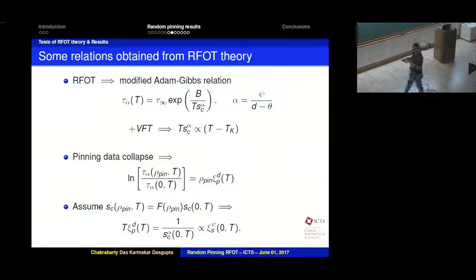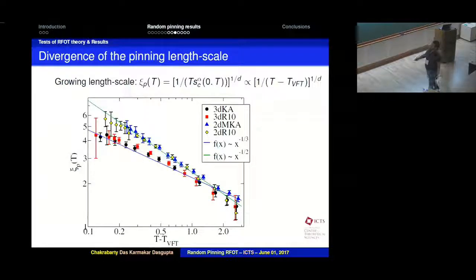If you assume that, then what you get is that T times the pinning length scale to the power d is 1 over S_c to the power alpha, where S_c here is the unpinned configurational entropy. This also has to be equal to the static length scale to the power psi, which was in the RFOT relation. This would mean that xi_p to the power d goes like 1 over T minus T_K, and this is checked in this plot.